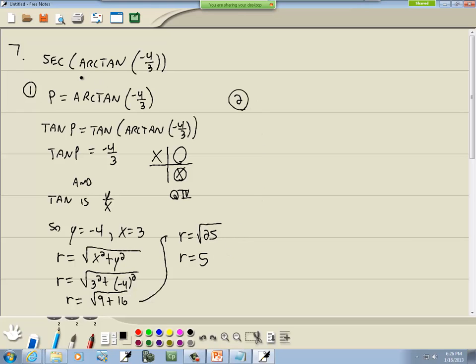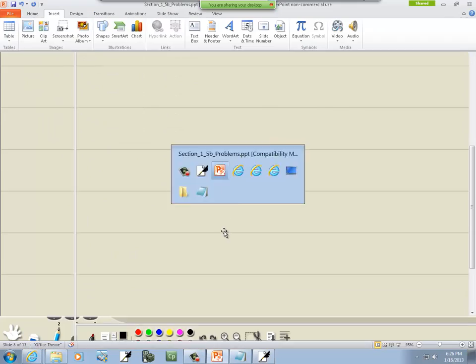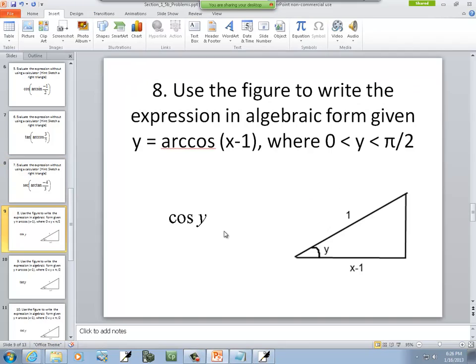Well, now let's take a look at our outer trig function, the secant. Secant is r over x. So r we said was 5, and x we said was 3. So our answer is 5/3. Okay. Next problem.